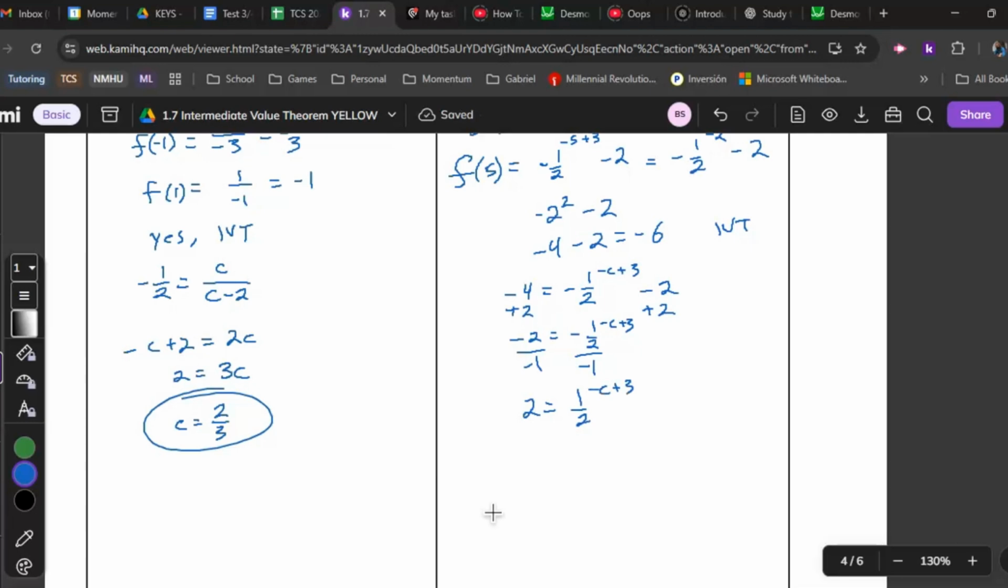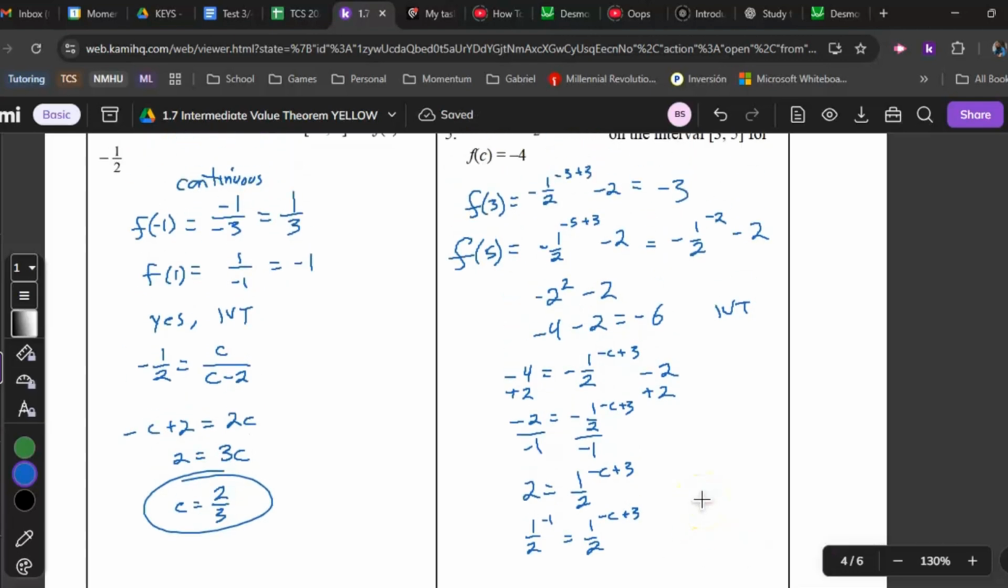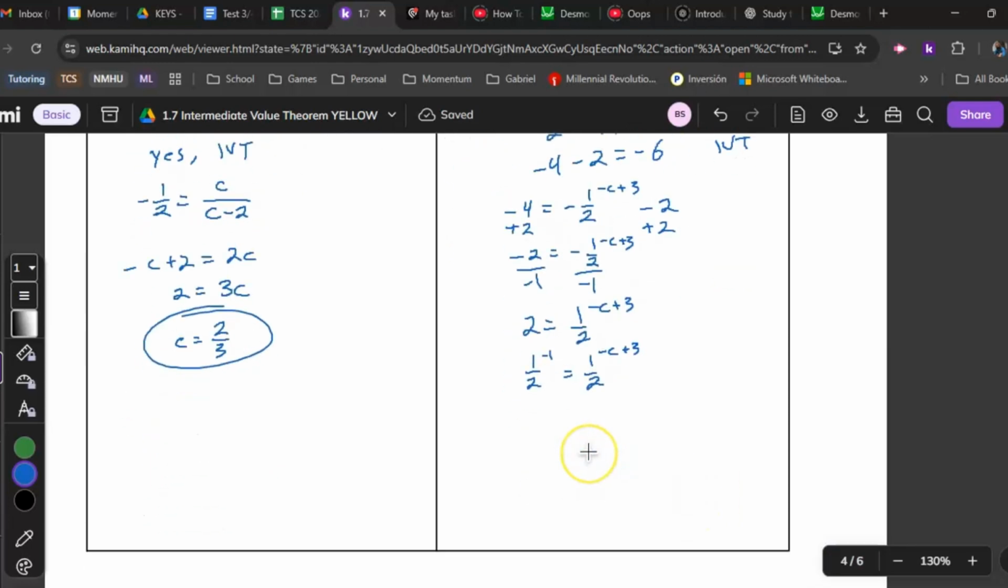Now I can make 2 look like a half real easy, because it's 1/2 to the negative 1. Remember we just did that earlier? Up here, negative 1/2 to the negative 2 was really just 2 squared. So we're doing the same thing. 2 is really just 1/2 to the negative 1.